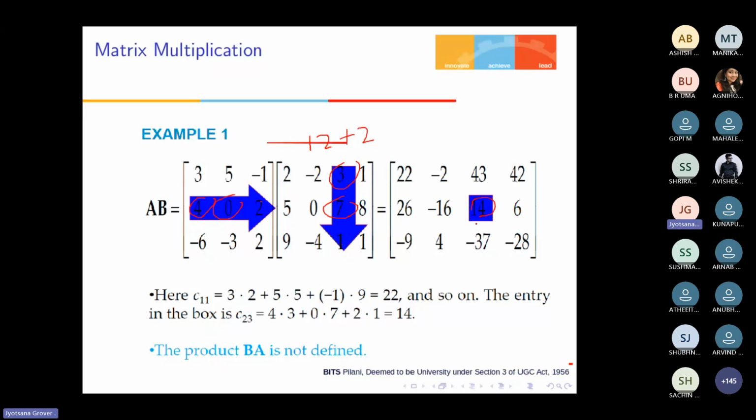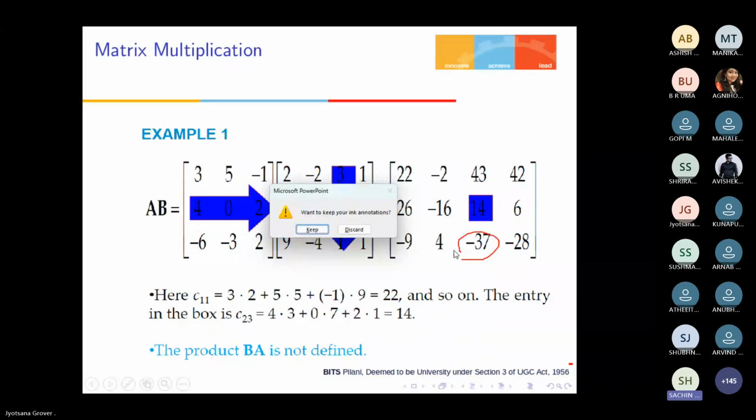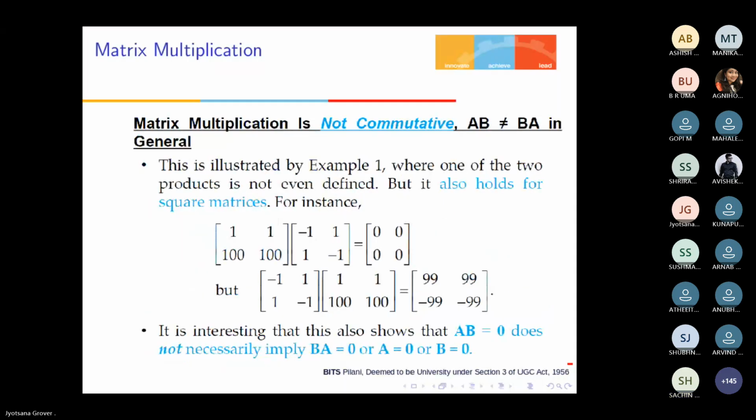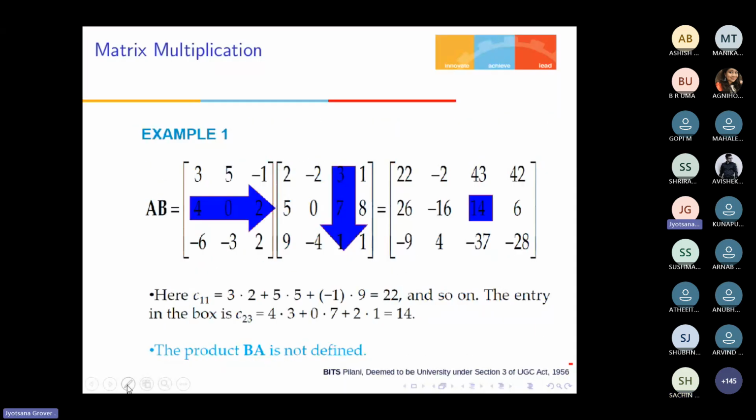Okay, let me derive this entry. Can you tell me how this is coming? How will you get this entry? Tell me. Are you people there? Yeah, third row of the first matrix. Let's see how this ends. So this is third row and which column? Second column.